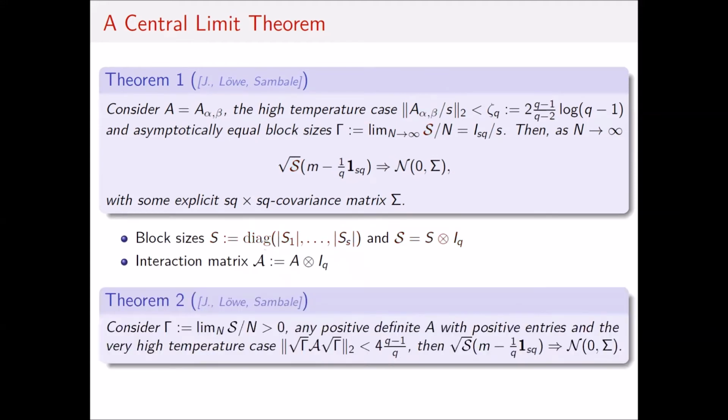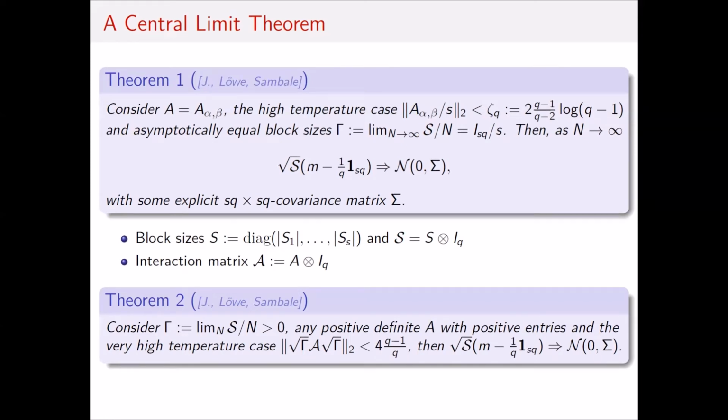And with the help of these structured matrices, we can also state a more general theorem where we consider arbitrary block sizes and any positive definite matrix A with positive entries. Then we get the same central limit theorem as before in the very high temperature case, where the spectral norm is smaller than another number here.